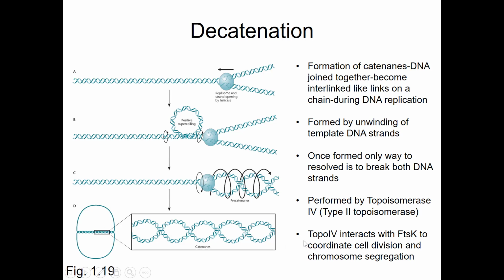In this last bullet point here, topoisomerase 4 interacts with FtsK to coordinate cell division and chromosome segregation, very similarly to how FtsK is functioning with the XerCD system to facilitate resolution of those chromosome dimers.